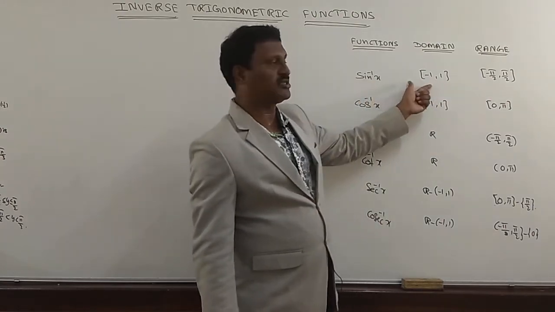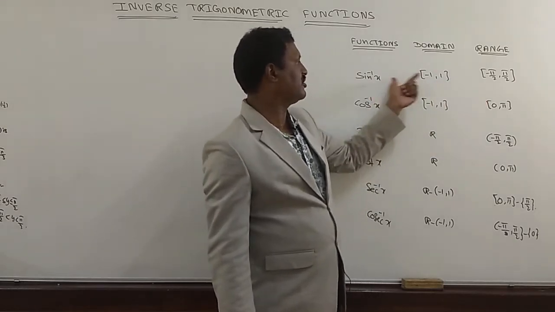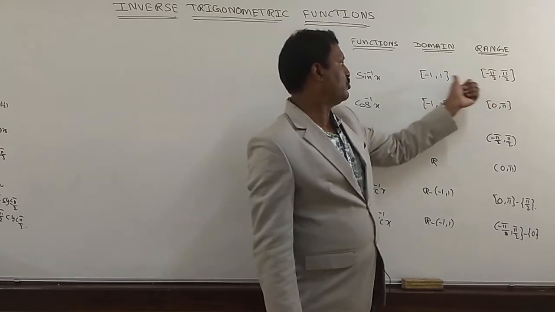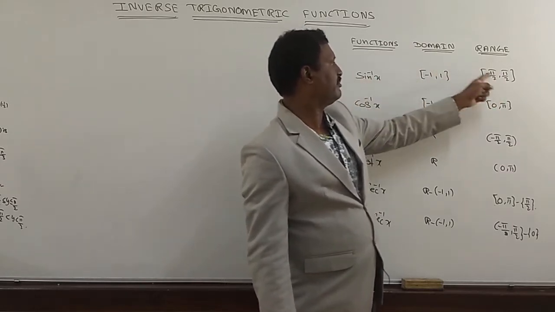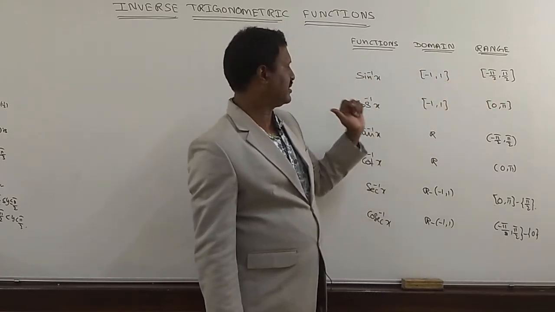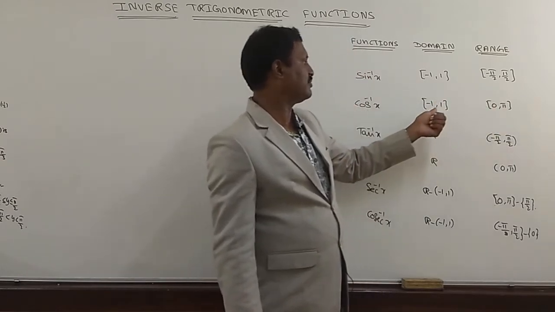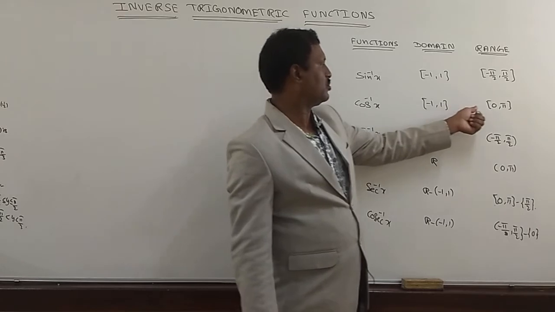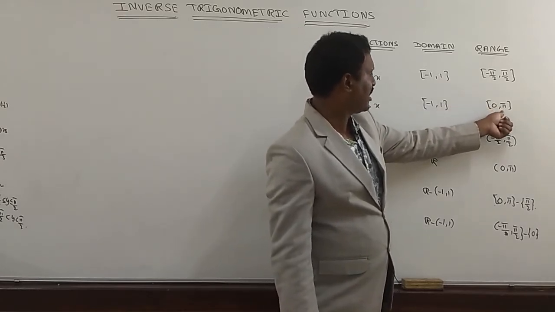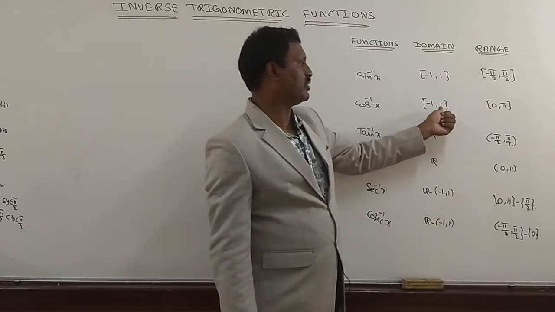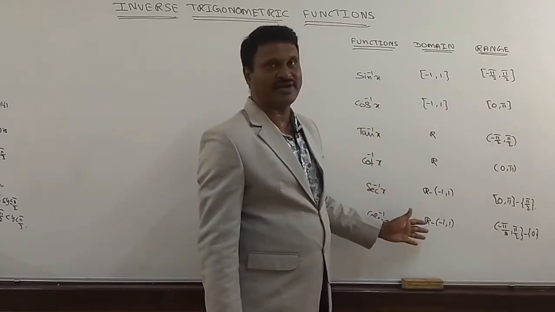Sin inverse of minus 1 you will get minus pi by 2. Sin inverse of 1 you will get pi by 2. So sin of pi by 2 you will get 1, and sin of minus pi by 2 you will get minus 1. Similarly, cos pi you will get minus 1, and cos 0 you will get 1. Similarly you will get the other values.